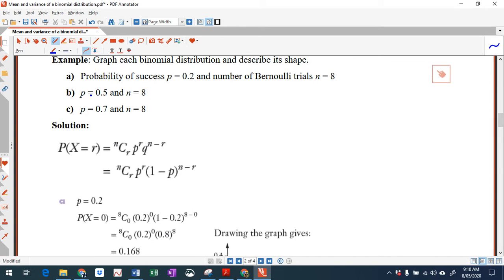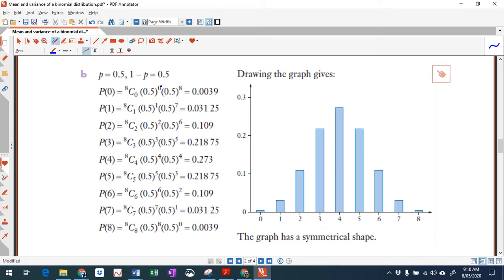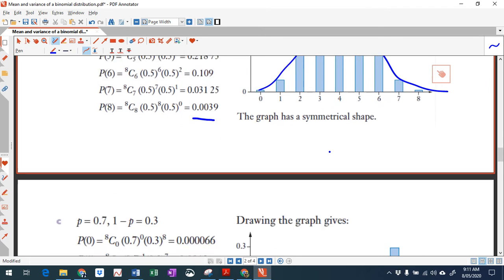Now, for part B, we can do the same thing. This time they give you the probability of success is 0.5, number of Bernoulli trials is 8. We do the same thing for part B, calculate all the individual probabilities, starting with P of 0, P of 1, all the way down to P of 8, and drawing the same type of graph again. You can see the symmetry in this column graph going up and then down. So symmetrical kind of shape there. So not positively or negatively skewed, they're just symmetrical.